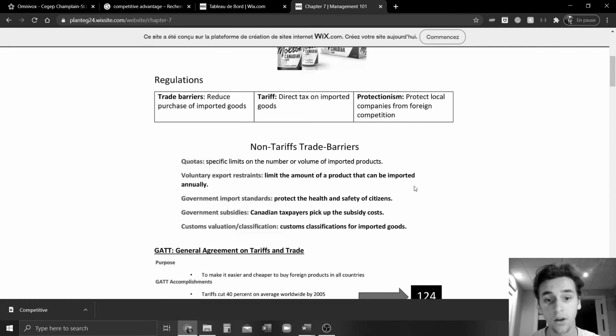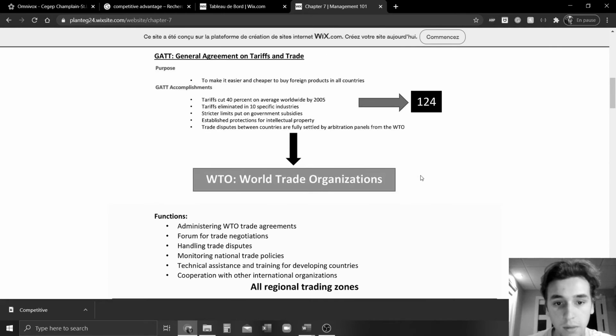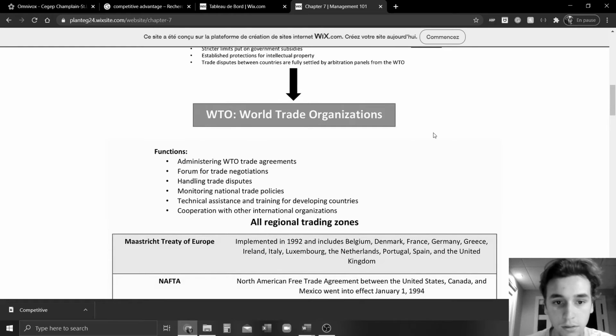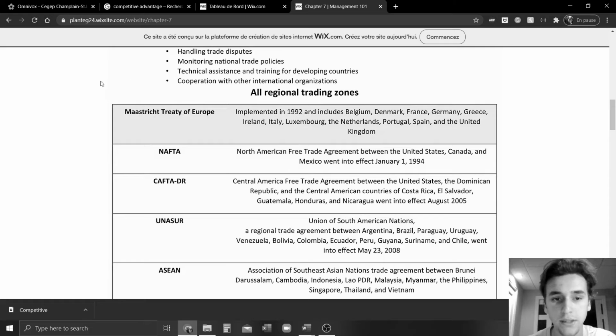So the GATT put non-tariff and tariff barriers on countries, and they either abolish them or they make some. They are just managing globalization. So now it is the World Trade Organization, like I said. They're administering World Trade Organization trade agreements, providing a forum for trade negotiations, handling trade disputes, monitoring national trade policies, providing technical assistance and training for developing countries, and cooperating with other international organizations.